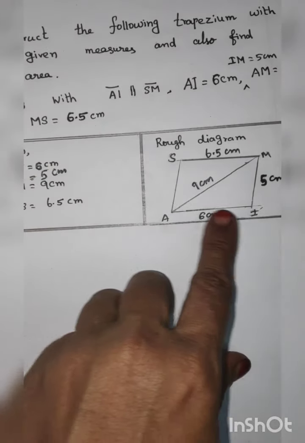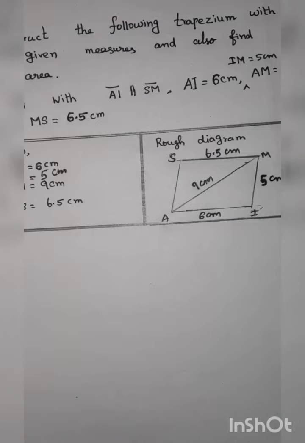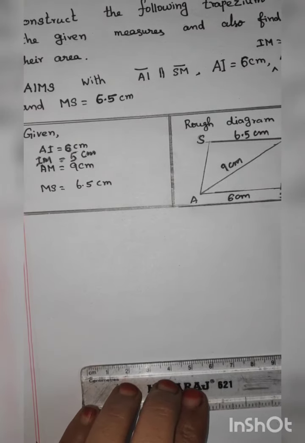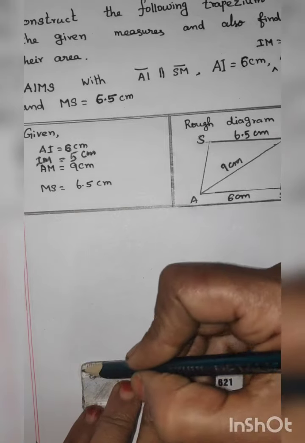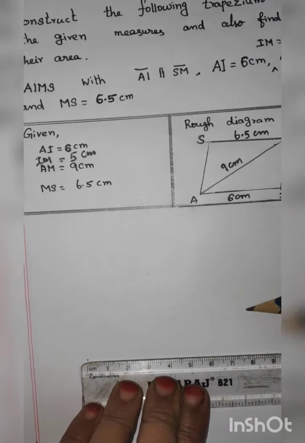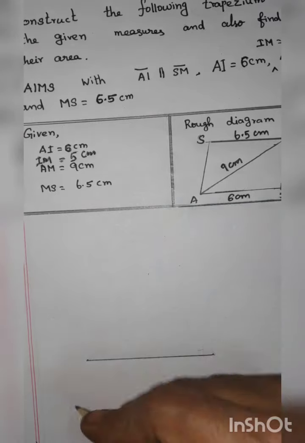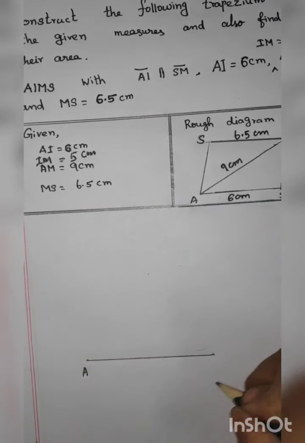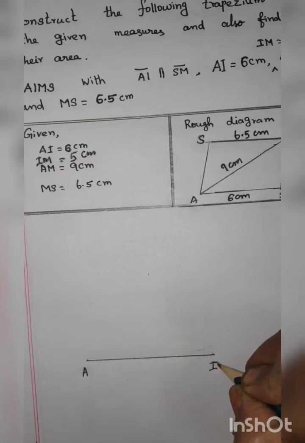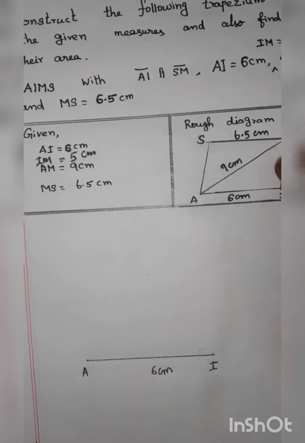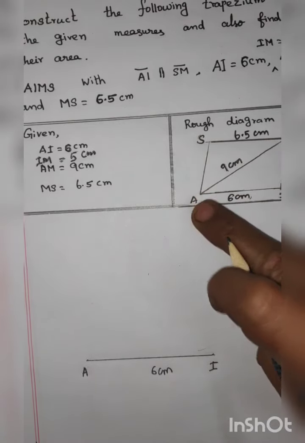So what is the first line segment given? AI equal to 6 centimeter. Measure with the scale and draw AI equal to 6 centimeter, straightly. Mark the points A and I, and join the two points. AI is 6 centimeter. First finish the triangle shape figure.